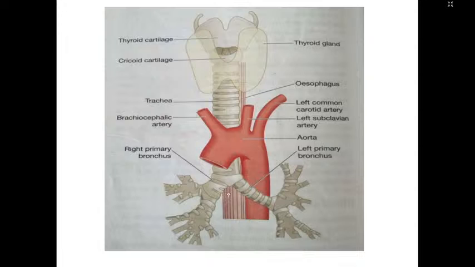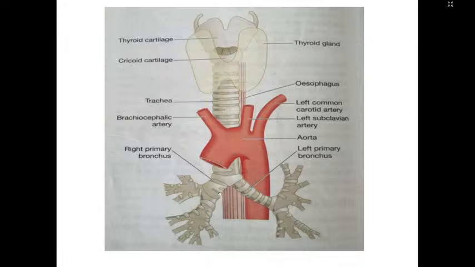So this is the main differentiating point, and in your exams you can also be asked to draw the surface marking of the various lobes of the lungs on the right side and on the left side. The left lung has a cardiac notch. Okay, so it's a curved notch where the heart fits. This is absent on the right side. So this is the main difference between the right and the left lung.